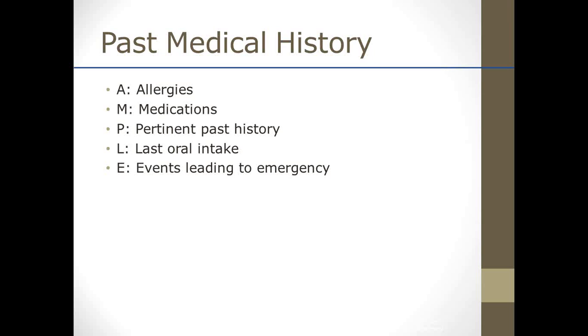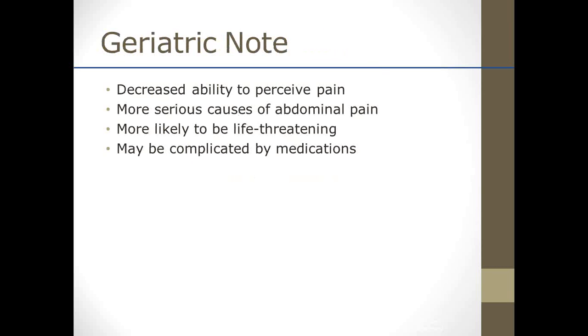Then last oral intake. This one becomes very important when we're talking abdominal pain because of the gallbladder issue. So if they've had a meal that included some fatty foods, or foods with oil or a high fat content, and that can be yogurt, cheeses, all of those things, and that pain got worse after they ate, that's a trigger for gallbladder. We want to start thinking about that. And then E, the events leading up to this.